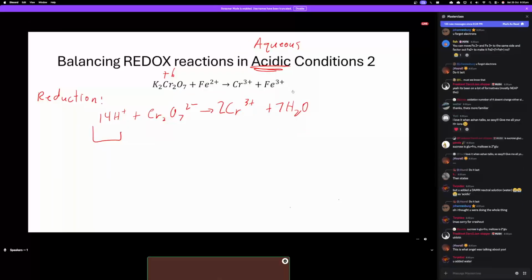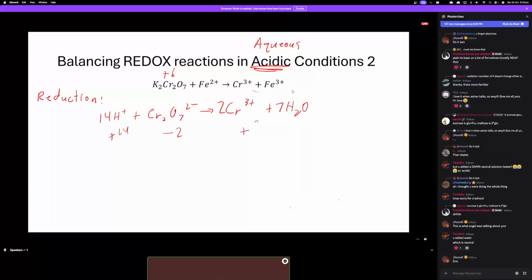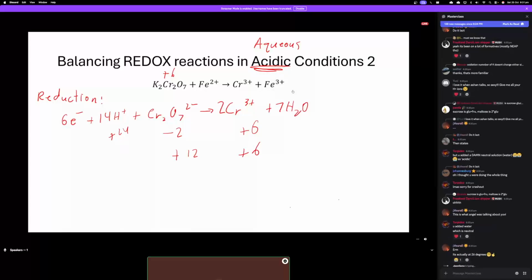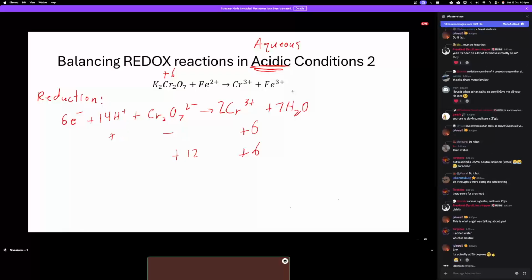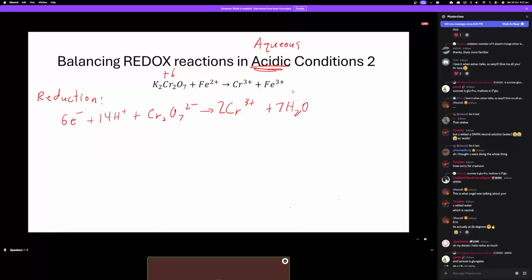This is balanced. So now all the elements are balanced, but the charge is imbalanced. So here we have +14, -2, +6. We have 2 Cr3+. So the net here is +12, net here is +6. So I need 6 electrons on this side to balance it. Cool. That is this one balanced. That is my balanced reduction half equation.